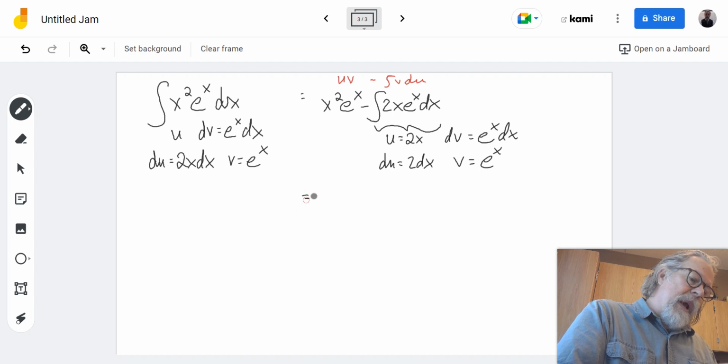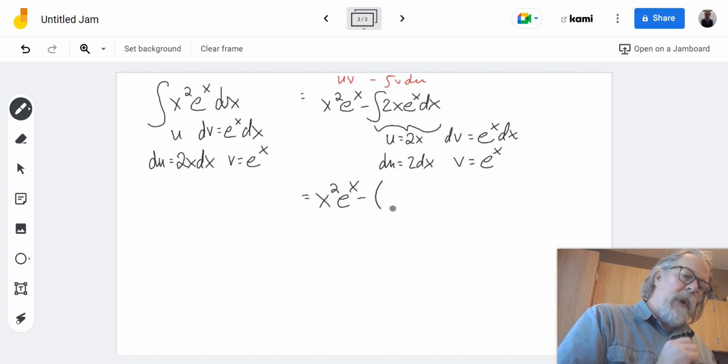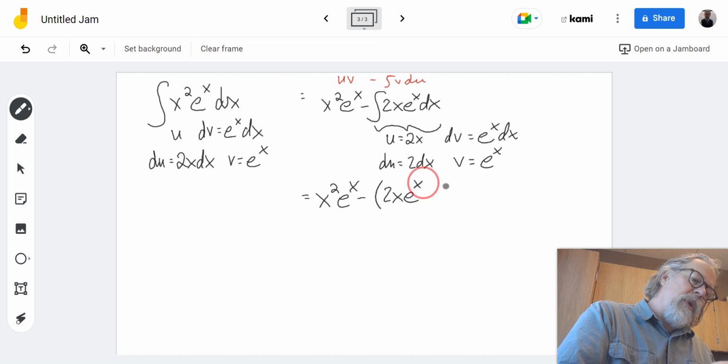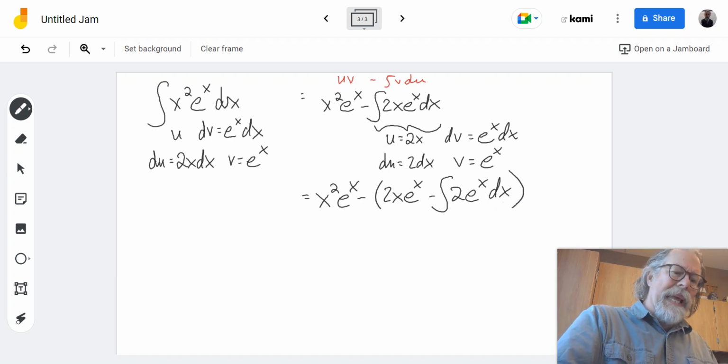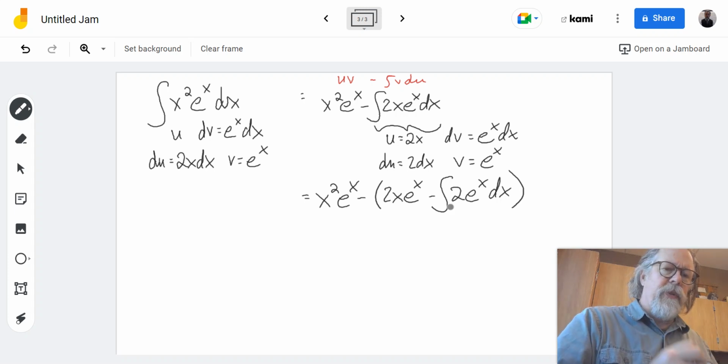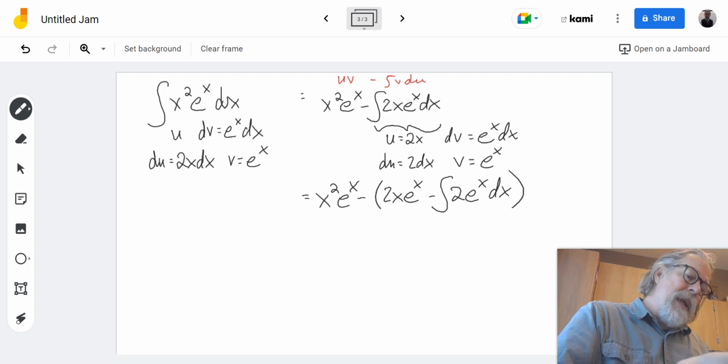And this now becomes x squared e to the x minus, now be careful, parentheses, uv, 2x e to the x minus the integral of v du. So this just becomes 2e to the x dx. And I don't have to put the constant on, in case you're wondering, until I get to my last one. The constant doesn't do anything until I'm done here.